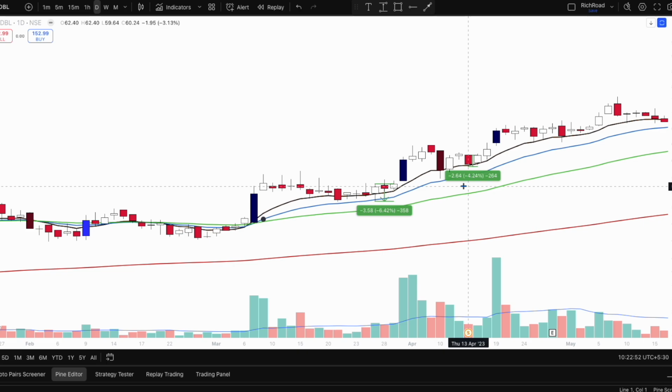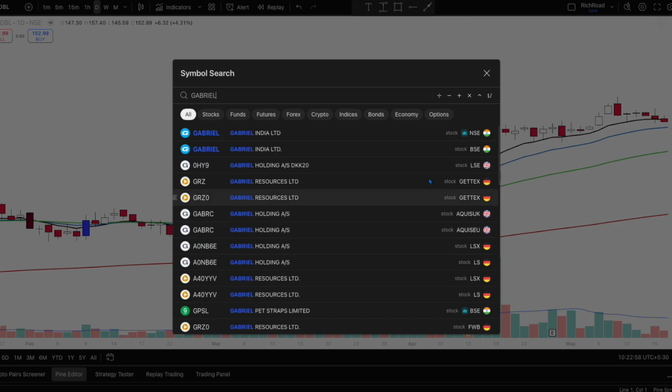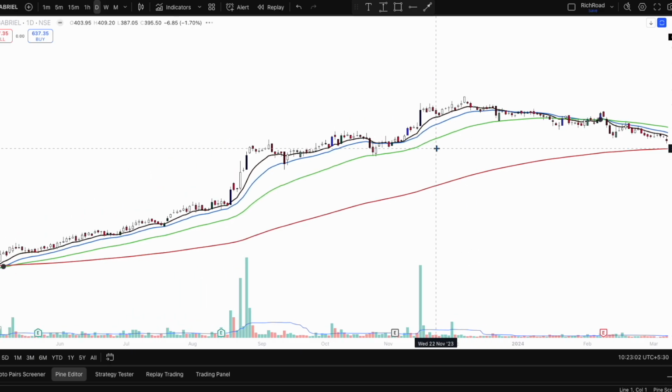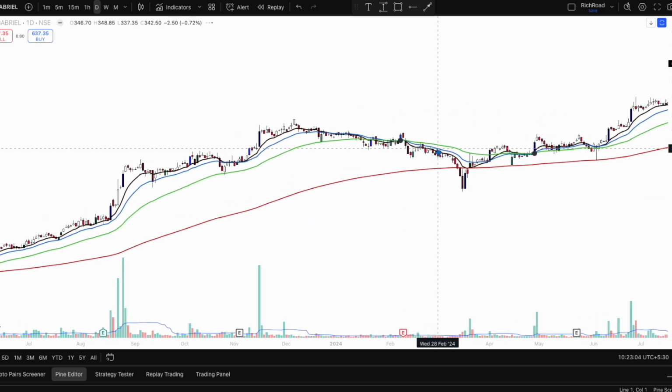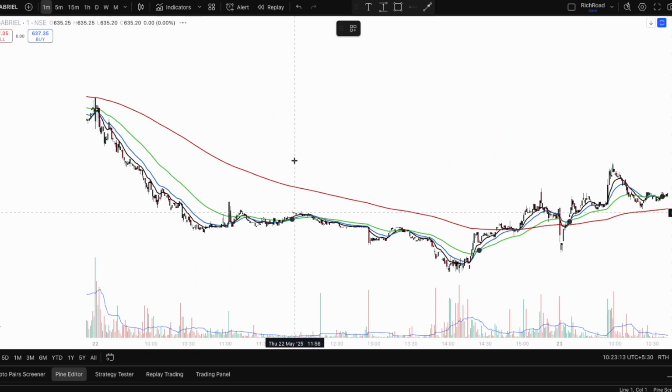Now, let me show you a few more examples. And this one comes from the intraday with the time frame of 1 minute that we will see over here. All right.